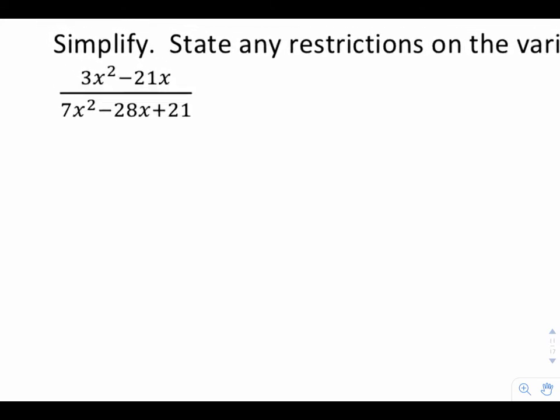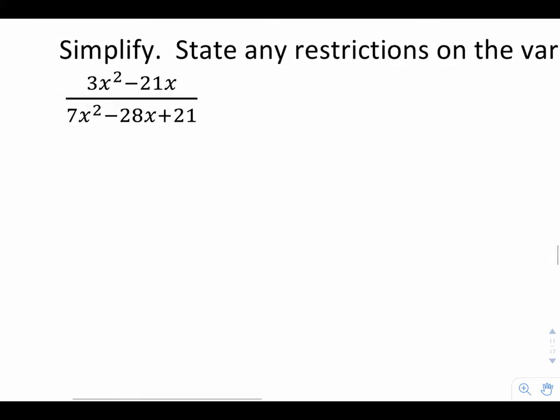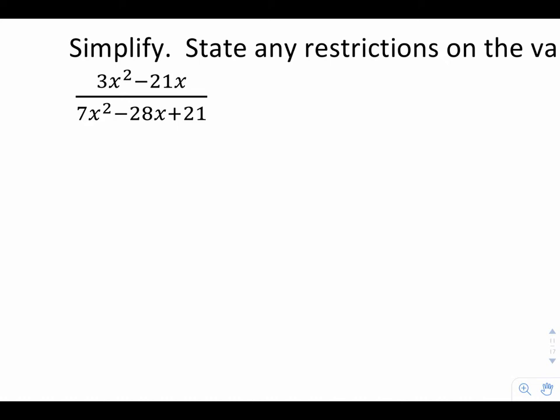In this expression here, I want to simplify as well as state any restrictions that might occur on the variables. So in order to begin my simplification process, what I'm going to be doing is factoring both numerator and denominator, and I'm going to do that simultaneously. Okay, I'm not just going to work with one at a time. I'm going to work with both, but separately. So I'm going to begin with my numerator.